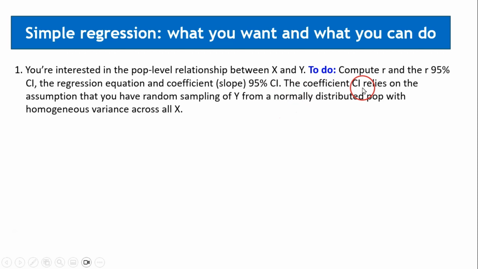Now that coefficient relies on the assumption that you have random sampling of Y from a normally distributed population with homogeneous variance across all X, i.e., homoscedasticity.